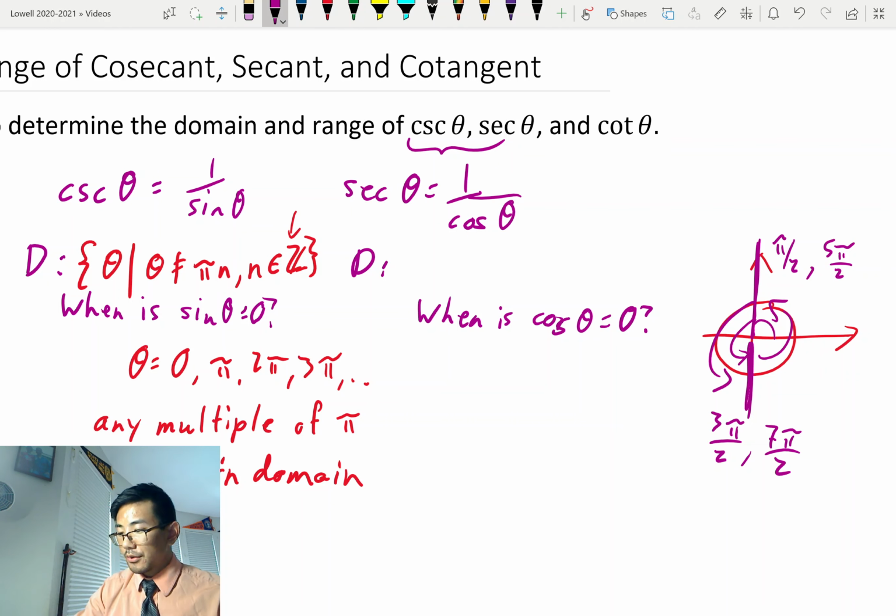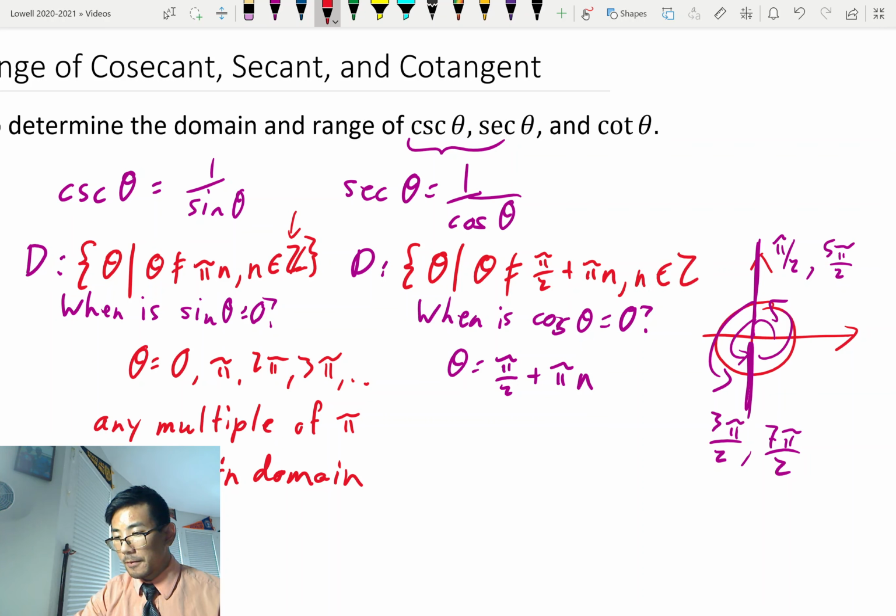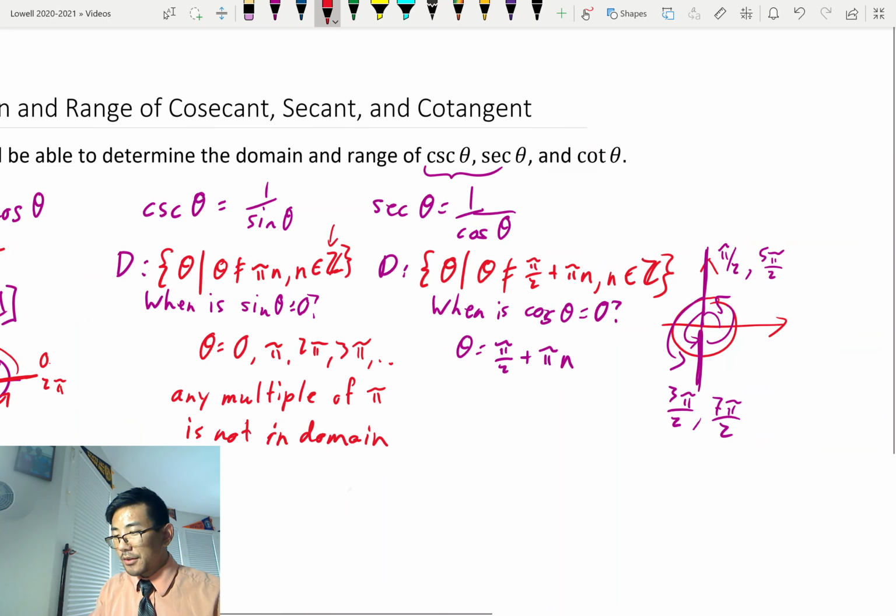And so this happens when theta is equal to pi over 2, or any multiple of pi thereafter. So plus pi n. And so I could write it similarly with a domain of theta is anything, so long as it's not pi over 2 plus any integer multiple of pi, of course. Alright, so let's now talk about the range.